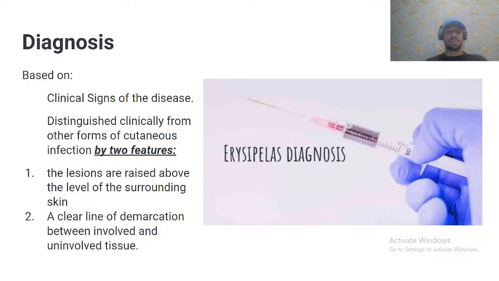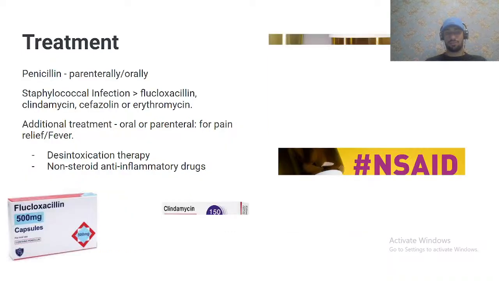The erysipelas skin infection can be diagnosed first by checking the clinical signs of the disease, as we mentioned earlier. Also, it can be distinguished from other forms of cutaneous infections, such as impetigo, by two features. The first is that the lesions are raised above the level of the surrounding skin. And the second is a clear line of demarcation between involved and uninvolved tissue.